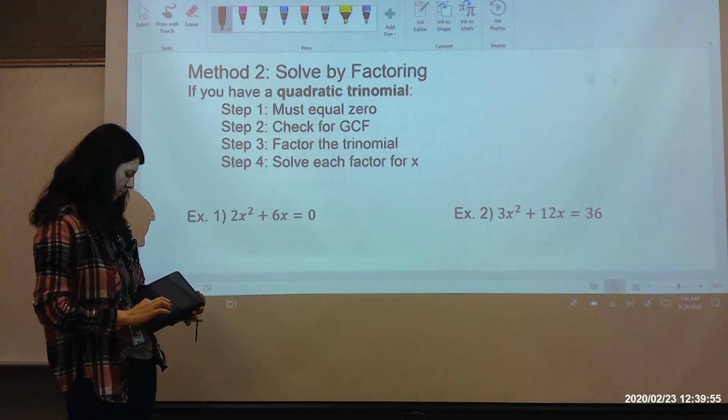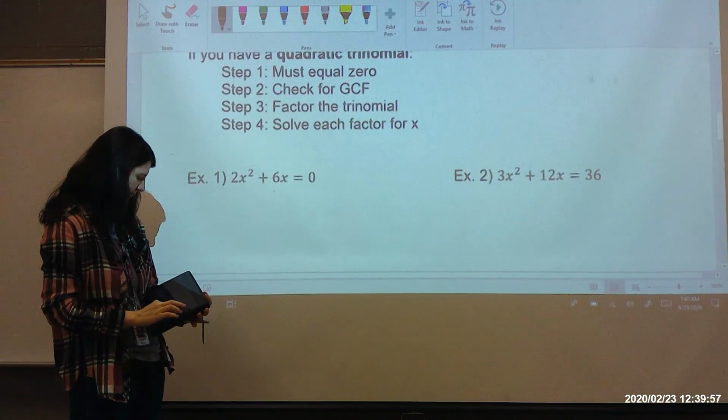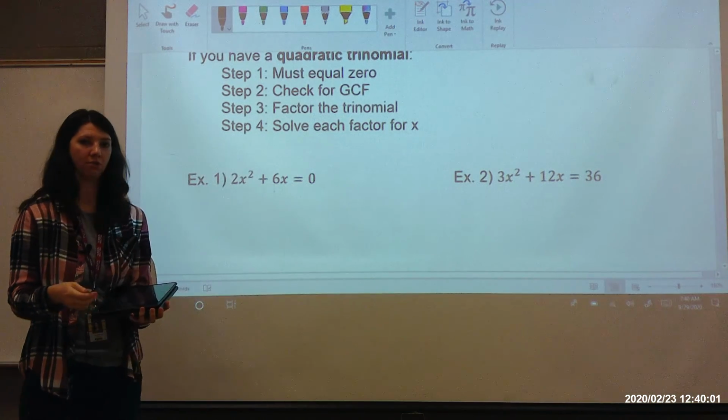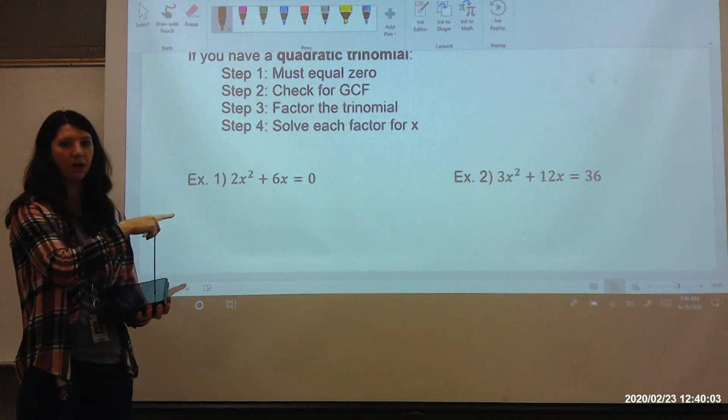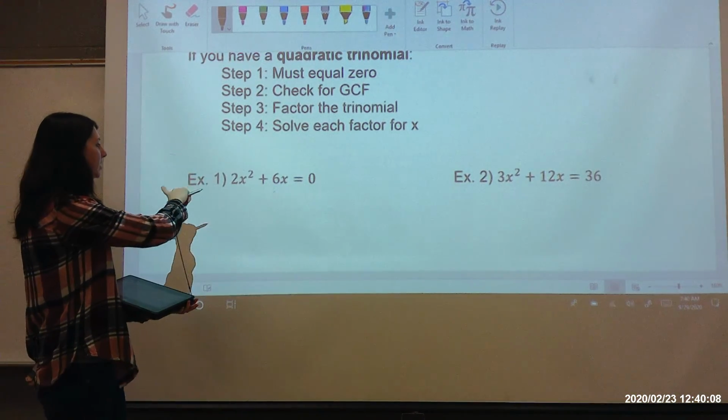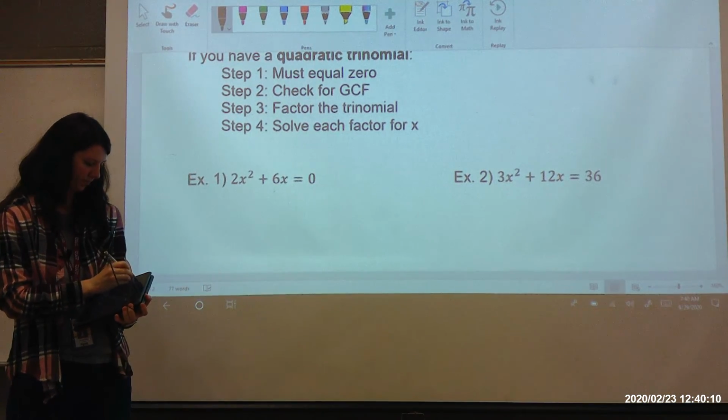So I have 3 examples here. So let's do the first one. 2x squared plus 6x equals 0. So first we are equal to 0, and I'll talk about why that is so important in a minute. Okay? Now I need to check for a GCF. We have one here.